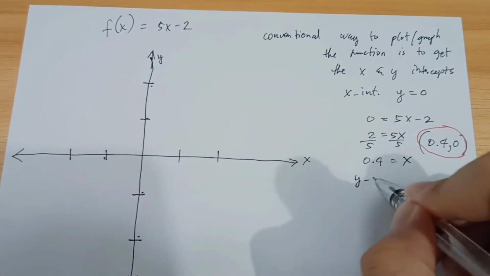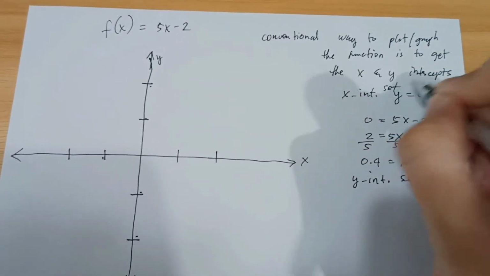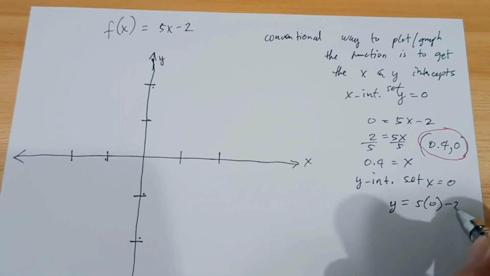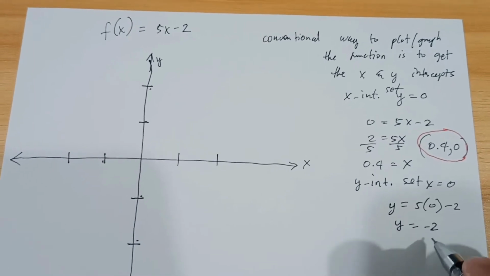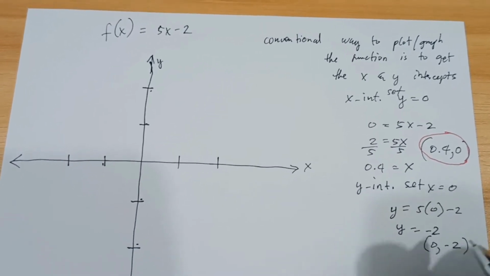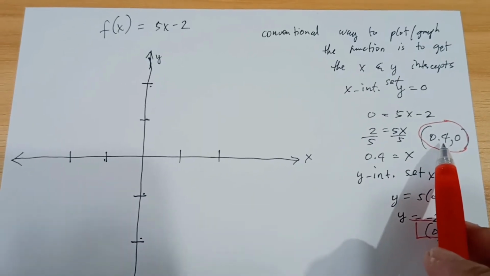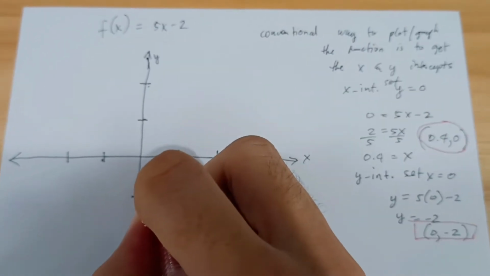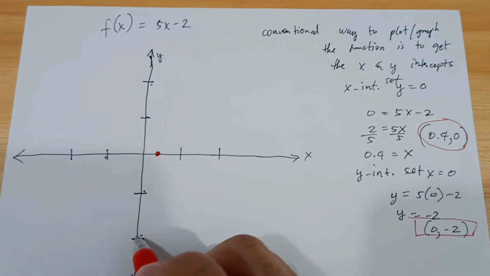So sa y-intercept naman, set x is equal to 0. So magiging y is equal to 5 times 0 minus 2. Y is negative 2. So ang coordinate natin ay 0, negative 2. So ipa-plot natin siya. Saan yan makikita? So 0.4 ang x, 0 ang y. Dito siya banda. So almost malapit siya sa 0.5. Itong 0, negative 2, nandito siya.